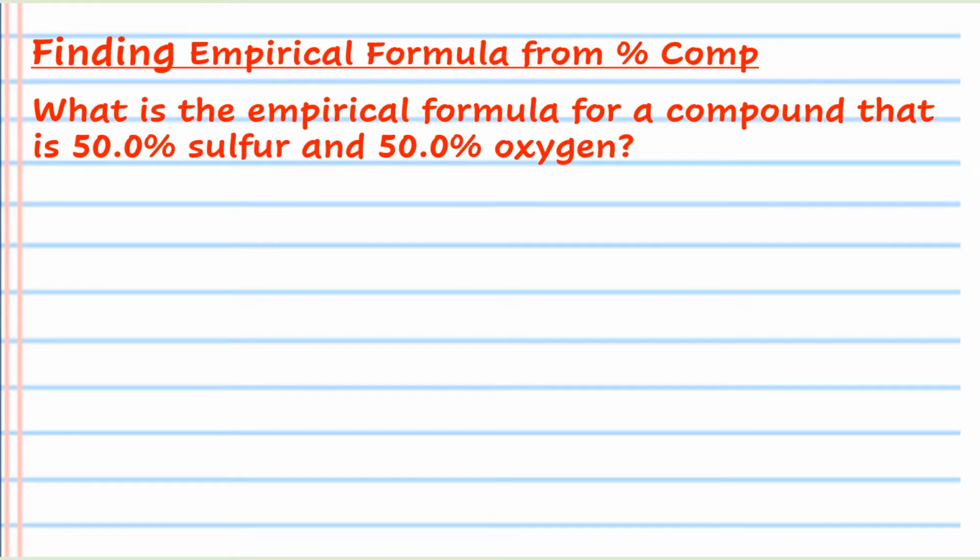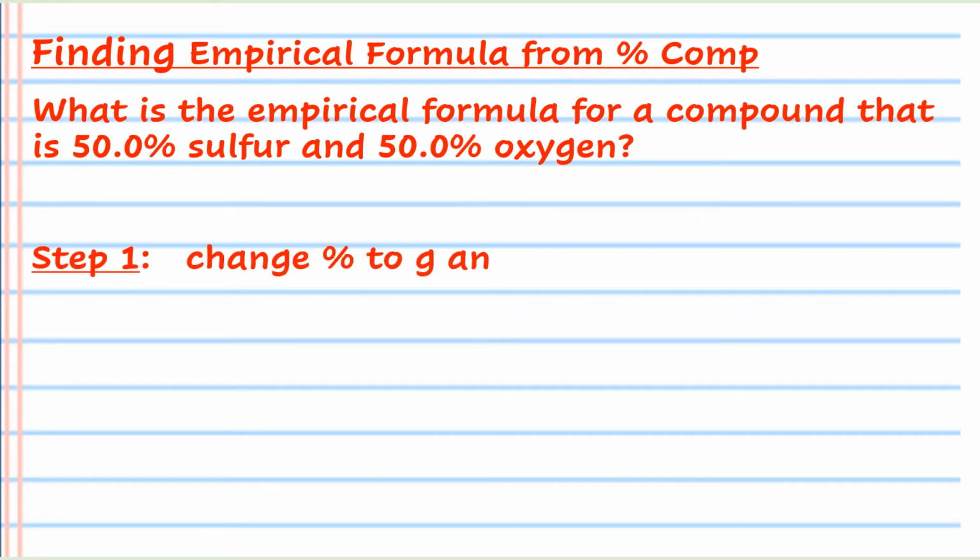So let's see if we can find an empirical formula for a compound based on the percent composition of the elements that are in the compound. What is the empirical formula for a compound that is 50% sulfur and 50% oxygen? Well, our first step is going to be to change the percentages to grams so that we can convert to moles. So that's going to be step 1.